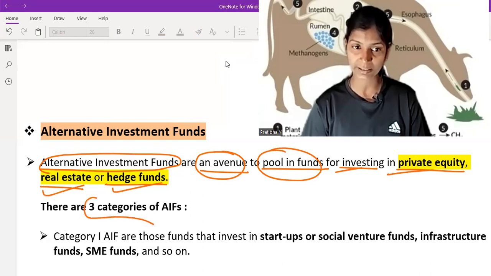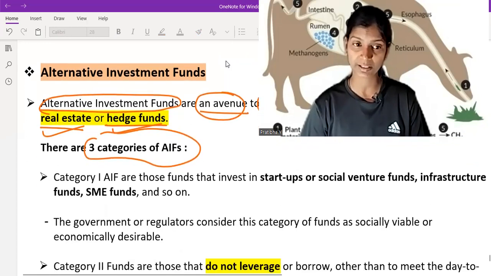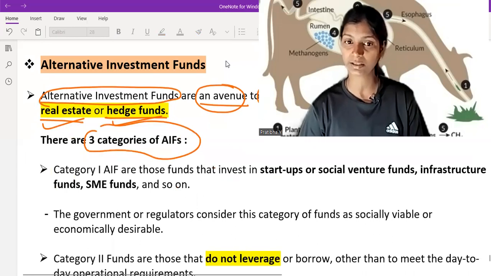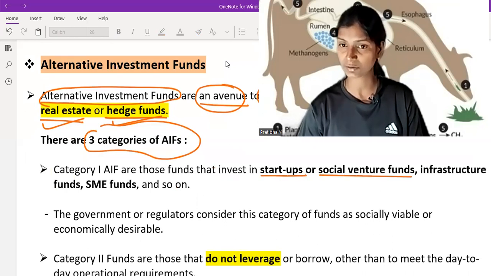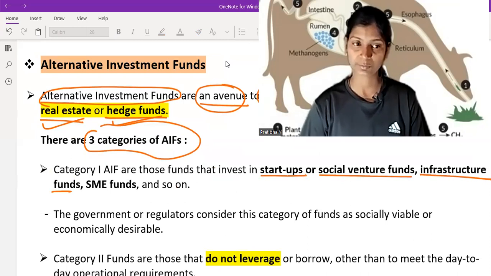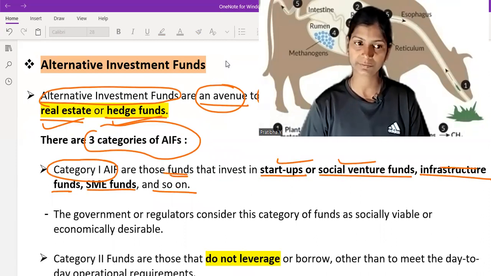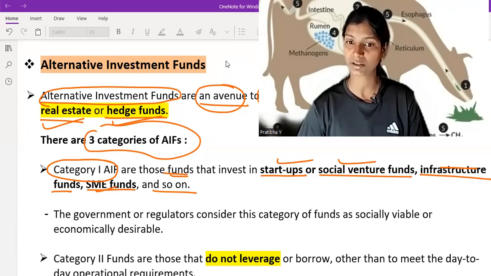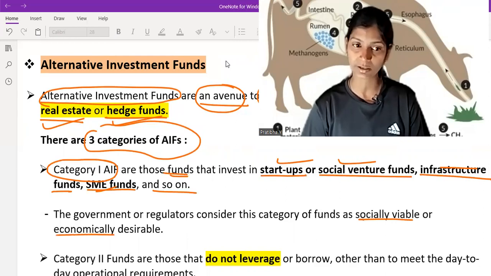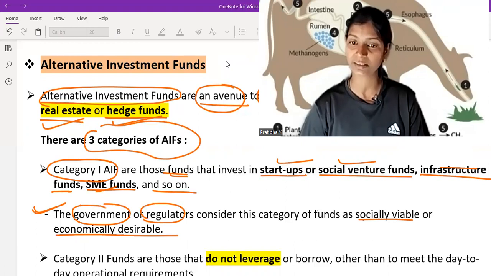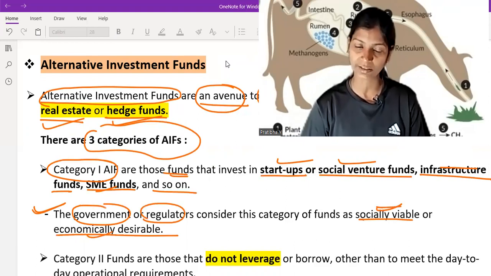There are three categories of AIF. Category 1 AIFs are those funds that invest in startups, social venture funds, infrastructure funds, small and medium enterprise funds, and so on. The government and regulators consider this category of fund as socially viable as well as economically desirable.